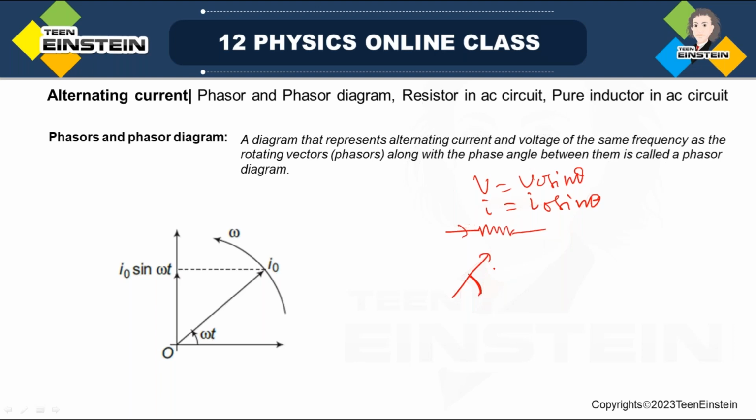A diagram that represents alternating current and voltage of the same frequency as rotating vectors, along with the proper phase angle between them, is called a phasor diagram. We'll discuss again practically how to see the phasor diagram and how we'll be analyzing circuits using it. We'll see as we go along. So let us go to the next topic.